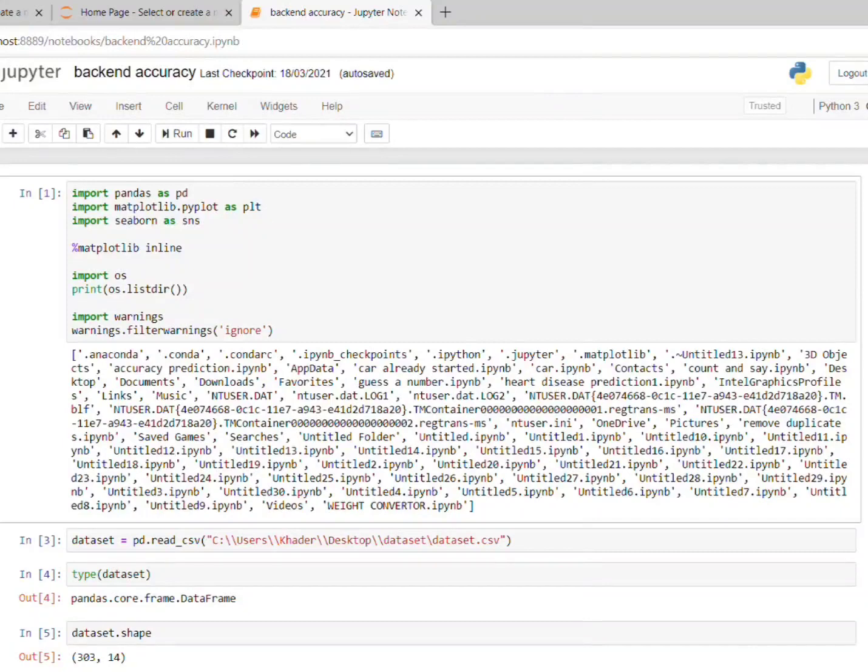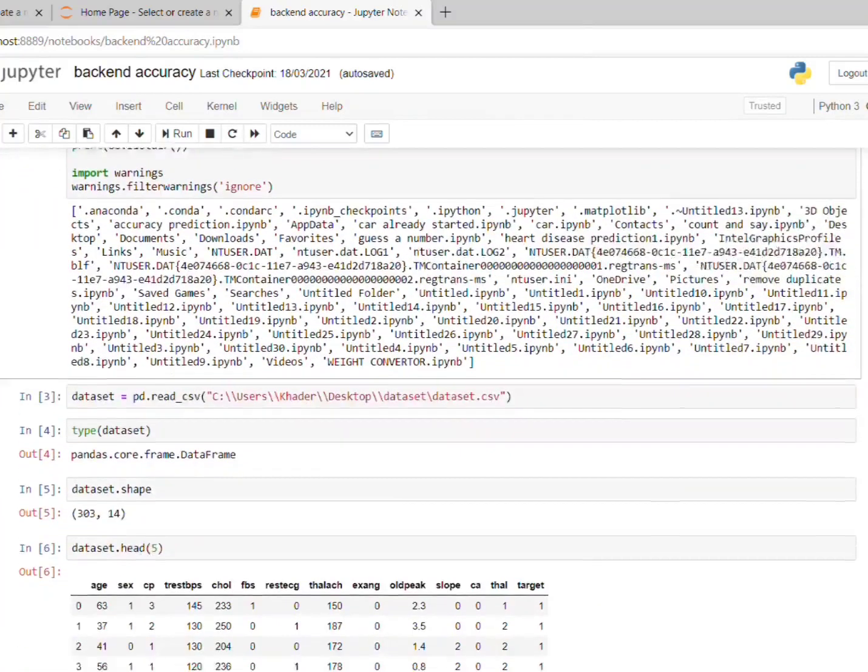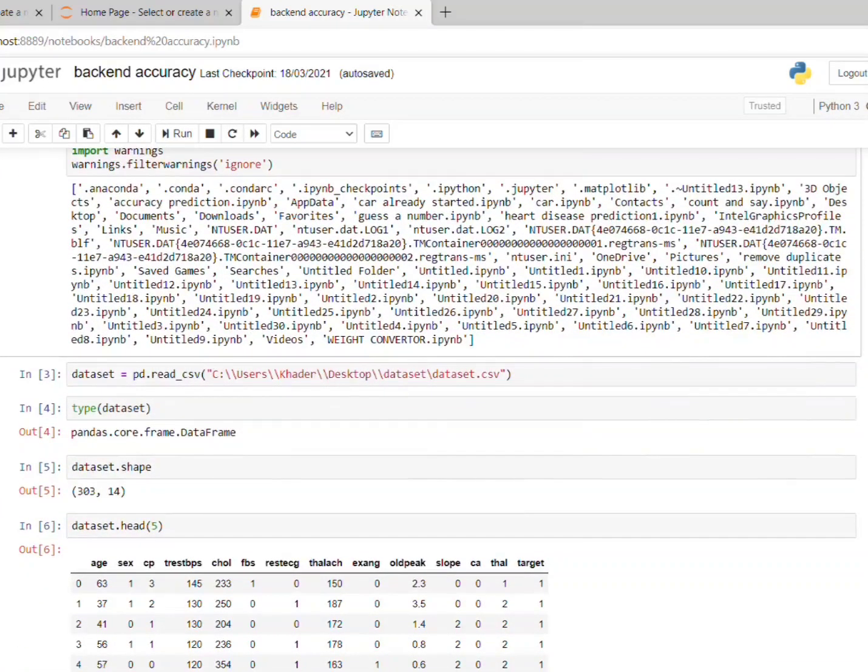This is the backend of my project, and here first we are importing the libraries pandas, matplotlib, pyplot, seaborn, OS and warnings, and next we have imported the data set, and here we have used the read CSV. So here read CSV is an inbuilt function of the pandas library which allows us to read the .csv files.